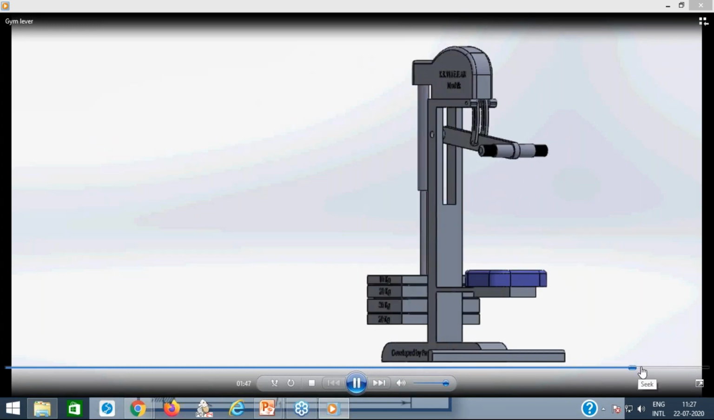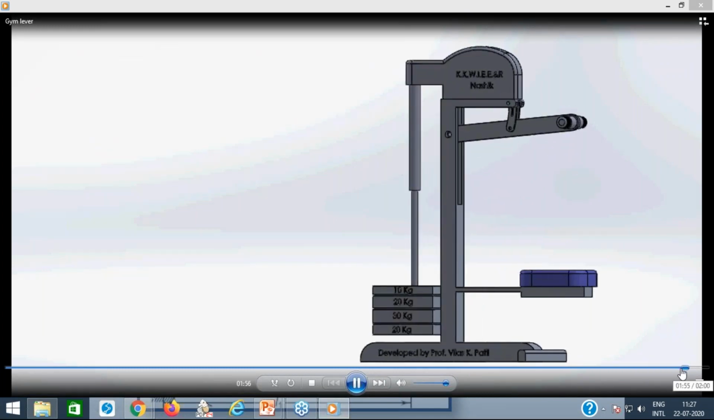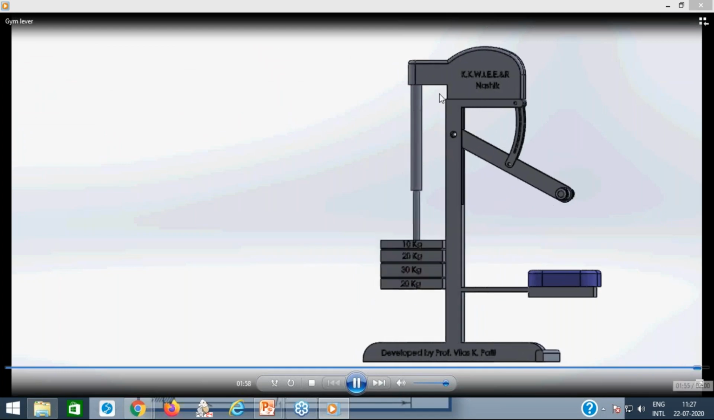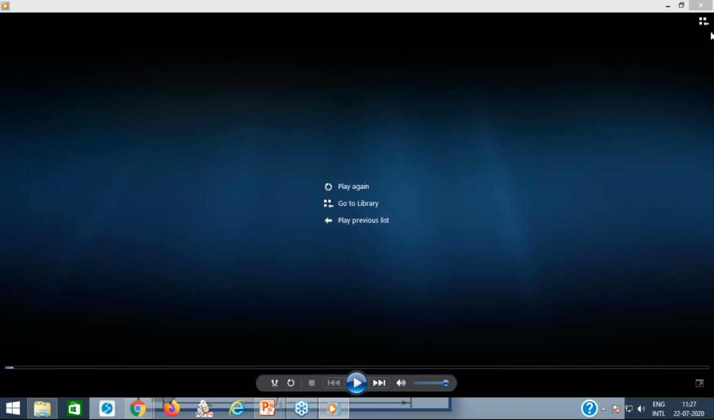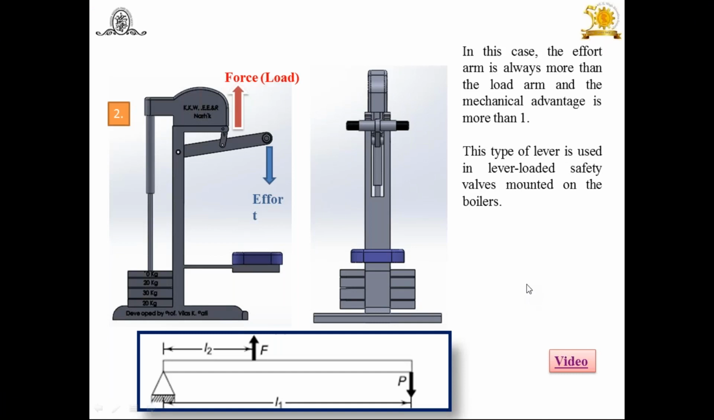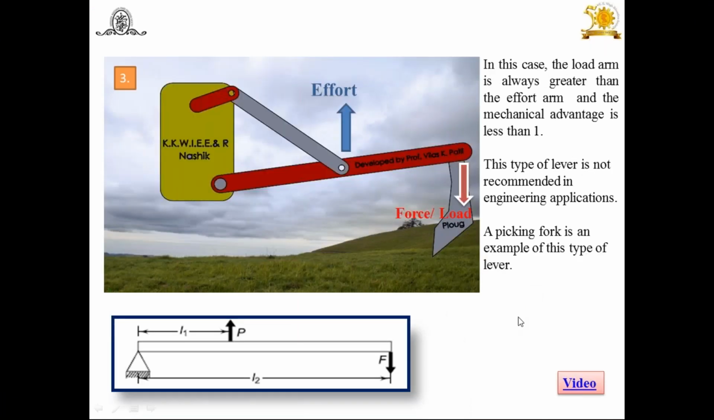It's okay, I will even move it fast. Look at this, you will find this is about the second type of lever. I hope you understood the second lever. Now let us proceed to the third type of lever. Here in the third type of lever, I have already mentioned the picking fork at home. You will find the example of this. That means the effort is at the middle.